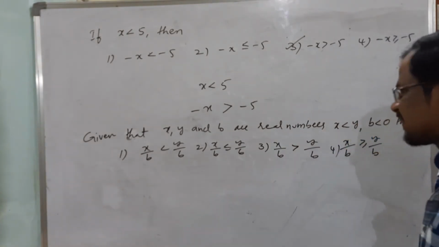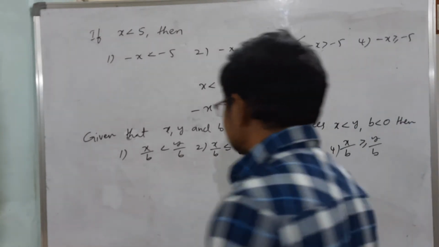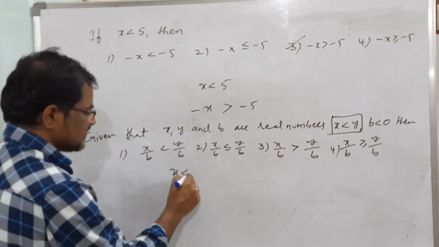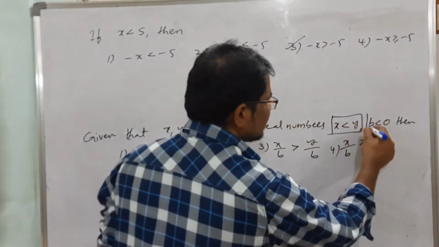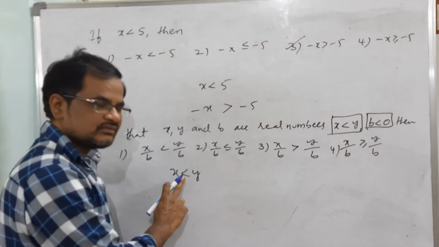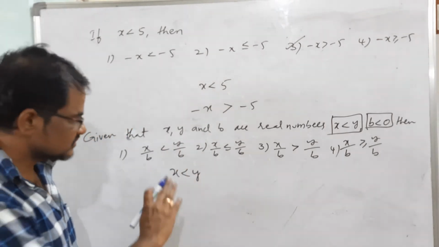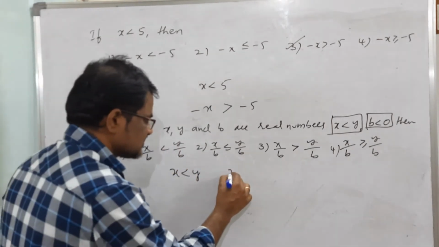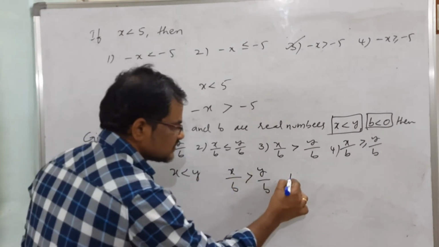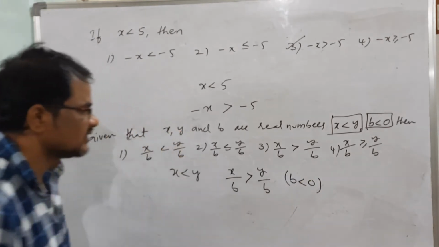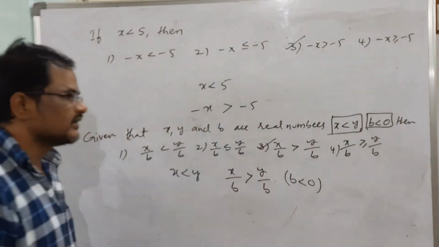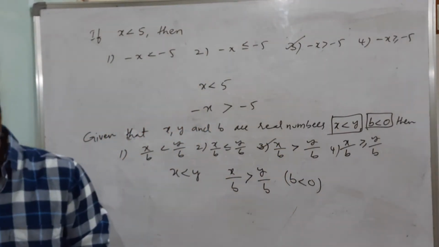Once you see here what they given, x is less than y given. But b is a negative real number. If you divide this inequality by any negative real number, the inequality reverses, which means x by b becomes greater than y by b, because b less than 0, right? Now what is our answer? That is x by b greater than y by b. Next problem.